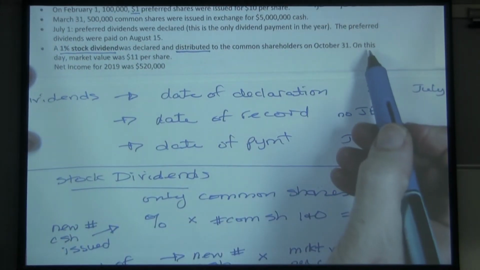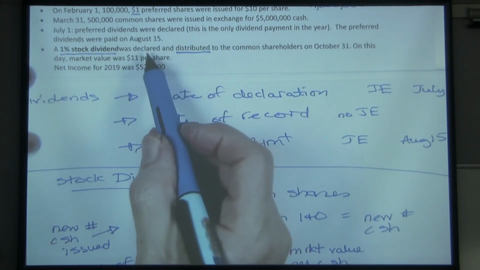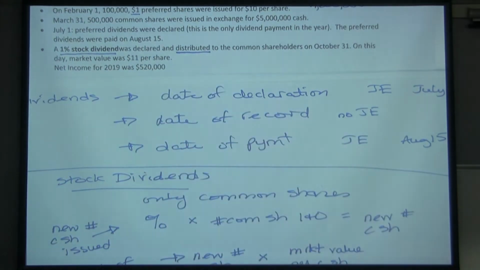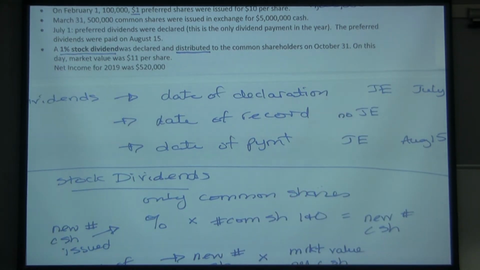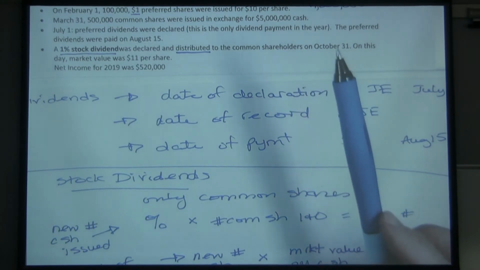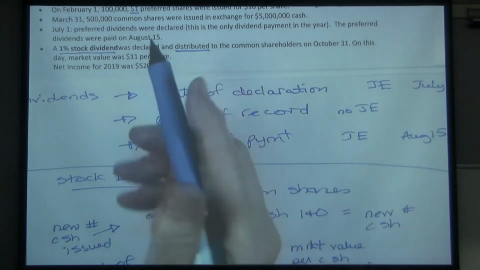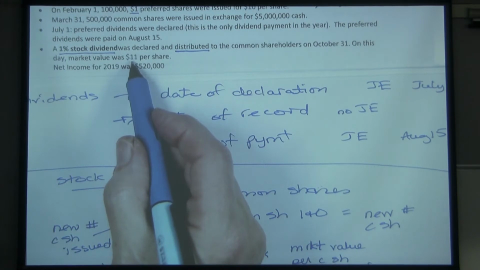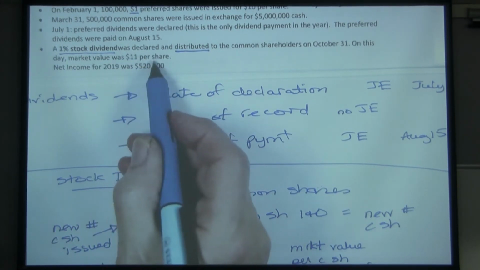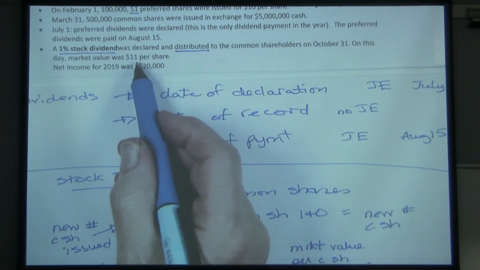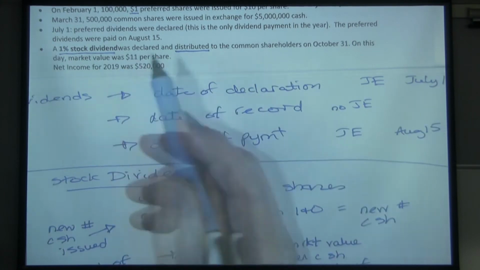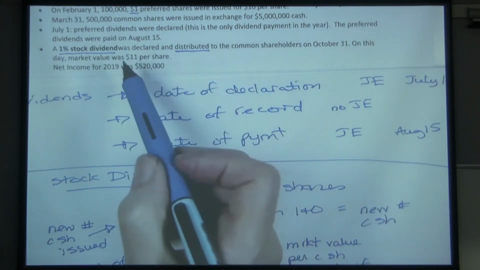So in this example, the date of declaration and the distribution theoretically happens on the same day. In reality, they would not be the same day, but it makes our job easier to think about it on the same day as far as the journal entry is concerned. So October 31st, the market value was $11 per share. So there's only one market price to choose from here in this question, but some questions might give you market value on date of declaration, date of record, and date of distribution. You'd have to choose out of the three. Anyway, we only have one to choose from.